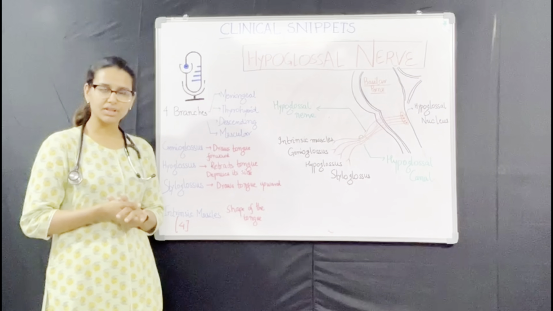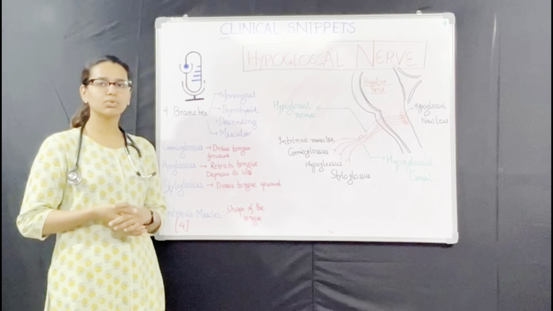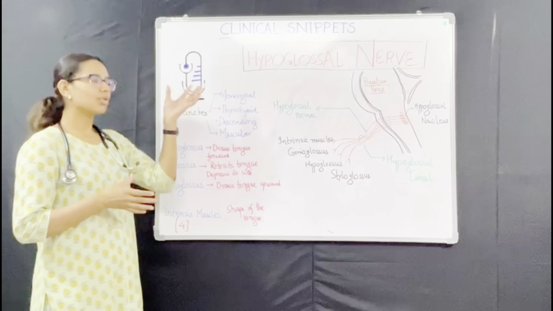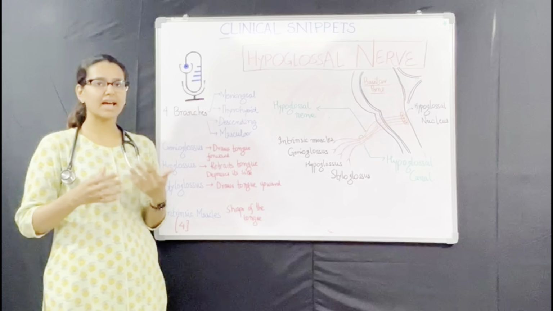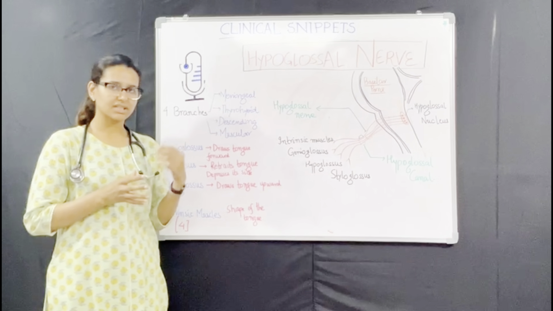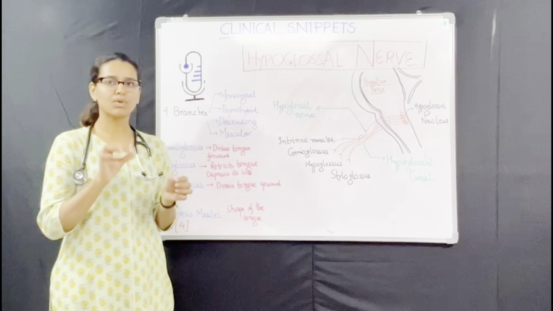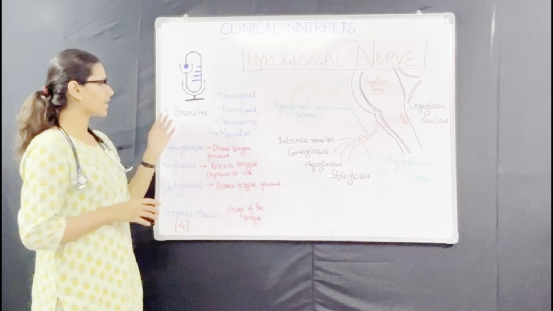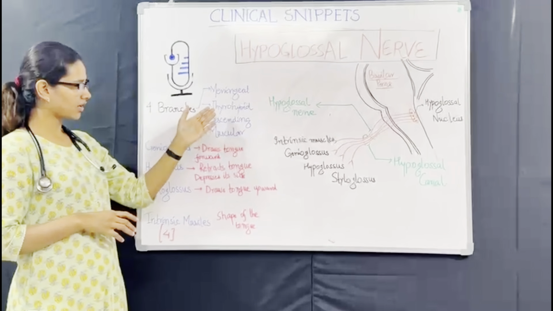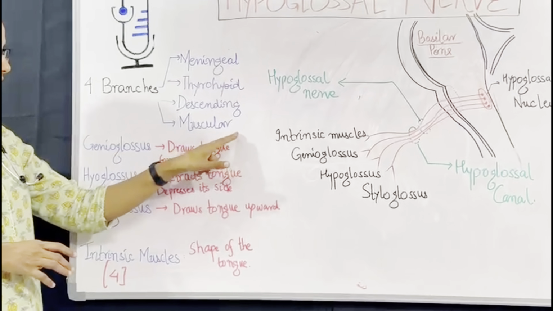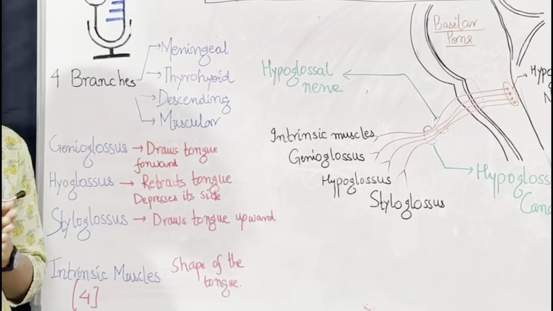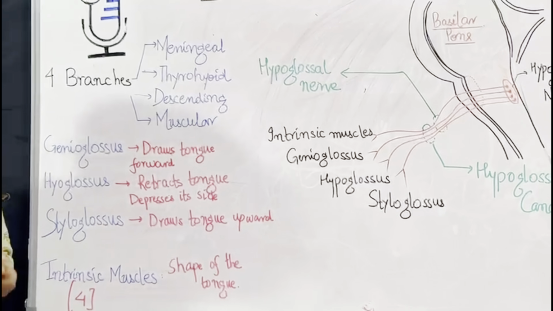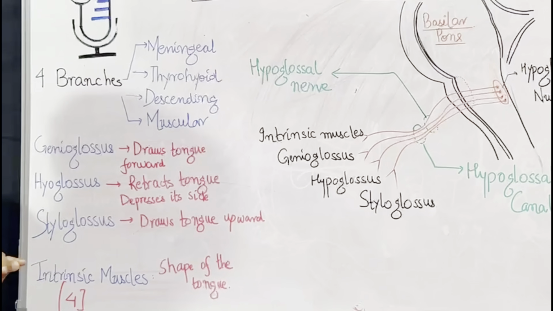It is a very important nerve because it aids in movements of speech, articulation and swallowing. The hypoglossal nerve also has some postganglionic sympathetic fibers which innervate some of the vessels and small glands of the nerve. The hypoglossal nerve has got 4 branches: the meningeal branch, the thyrohyoid branch, the descending branch and the muscular branch. But only the muscular branch is the true branch because it originates from the hypoglossal nuclei.